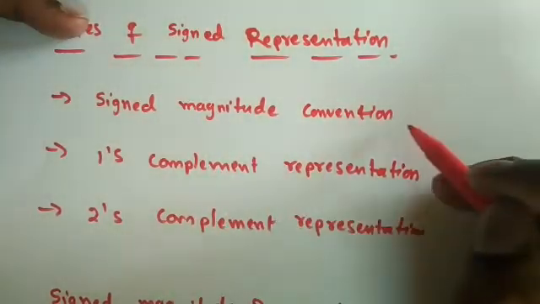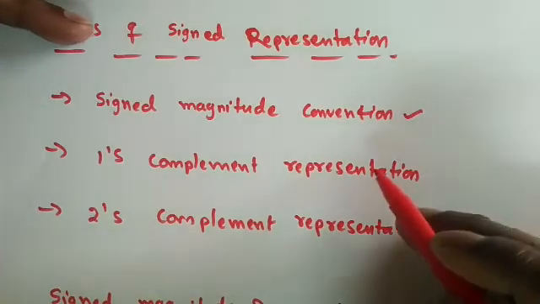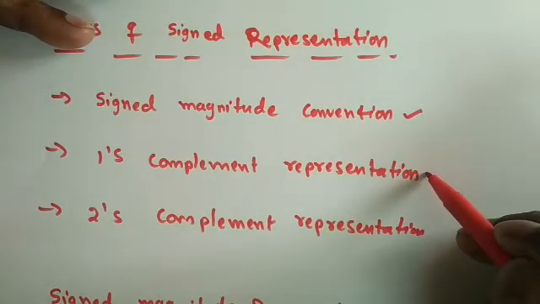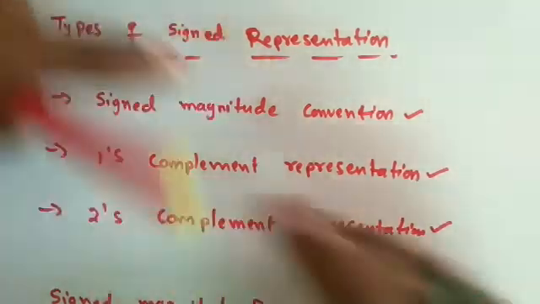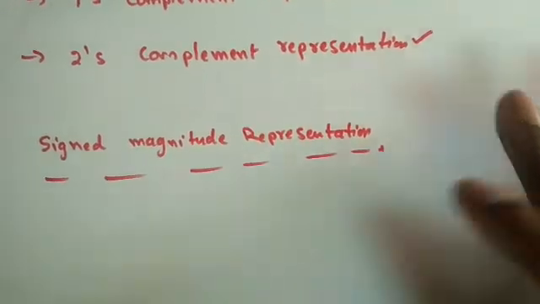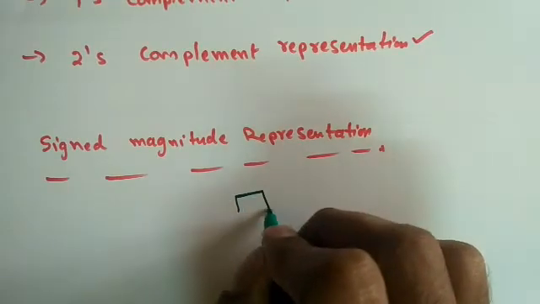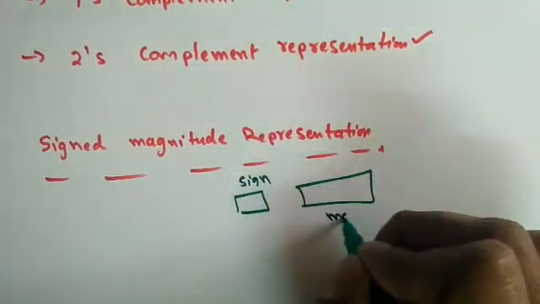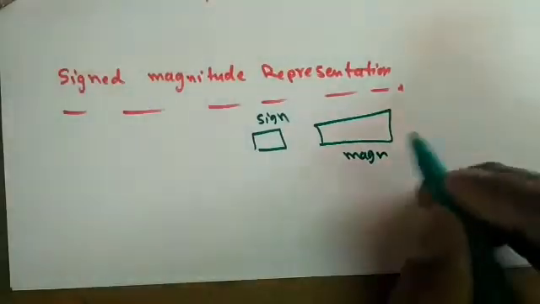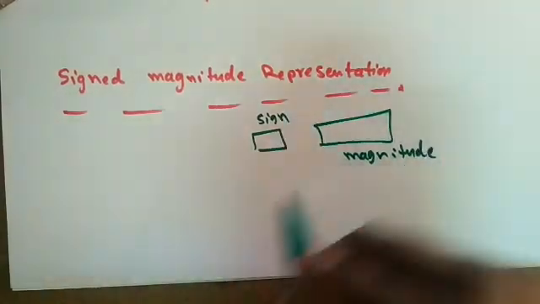Now we'll see what the types are. Whatever we discussed is the signed magnitude convention. Then we can represent negative numbers using 1's complement representation and 2's complement representation. Now we'll see them one by one. In signed magnitude representation, the first bit, the leftmost, will be the sign bit, and the remaining bits the magnitude, same as we discussed.